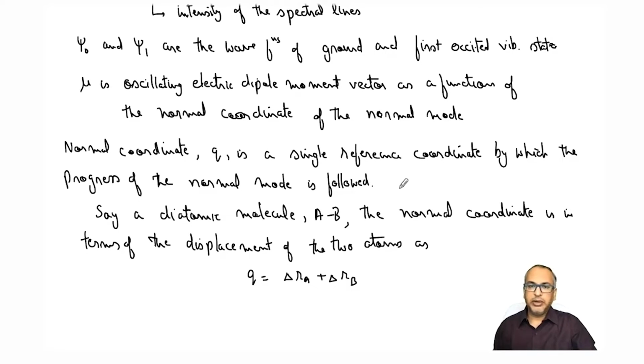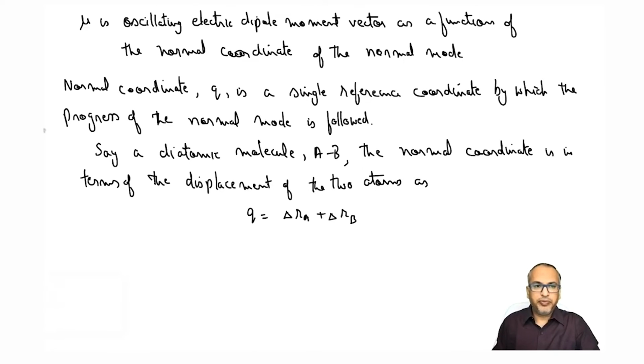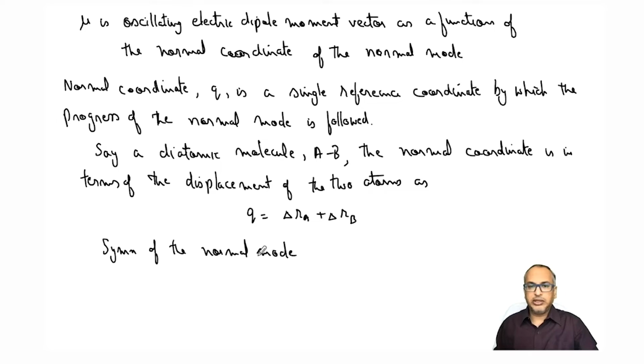So what is the idea behind it? The idea is the symmetry of the normal mode. Why are we doing this? The symmetry of the normal mode, which we already know from the character table, as we have learned in the last lecture how to find the symmetry of a normal mode, is the same as the symmetry of the corresponding normal coordinate.